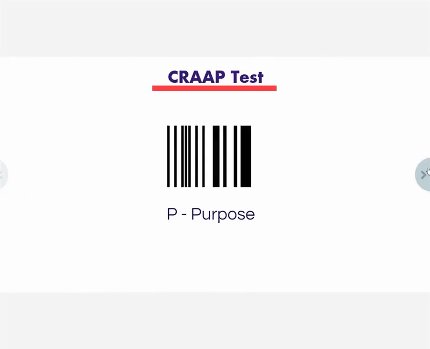The last criteria to evaluate is purpose. We need to determine the reason the information exists. Is it to inform, sell, entertain, persuade? Is the point of view objective or biased? Is there a hidden agenda?